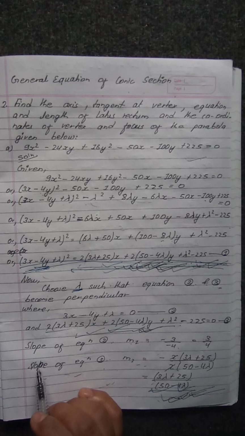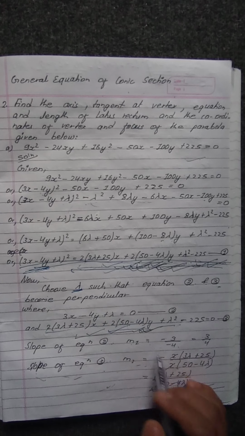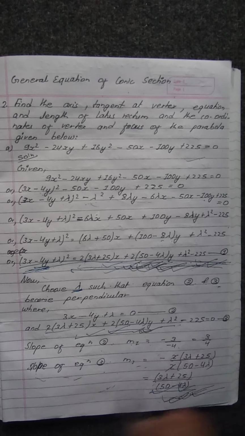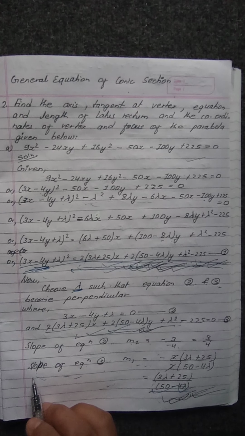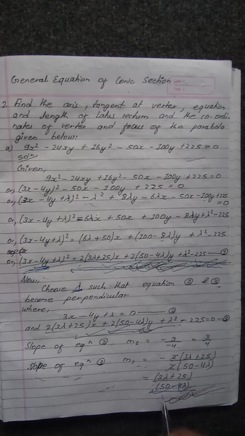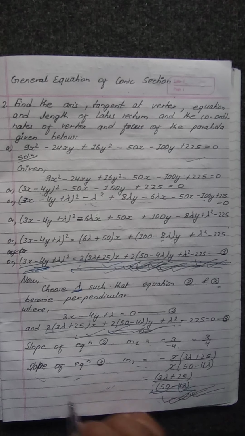Now we find the slope of equation 2, m1, as minus x coefficient by y coefficient. We get 3 by 4. And similarly we get the slope of equation 3, m2, as m2 equals (3 lambda plus 25) by (50 minus 4 lambda). These are the slopes.